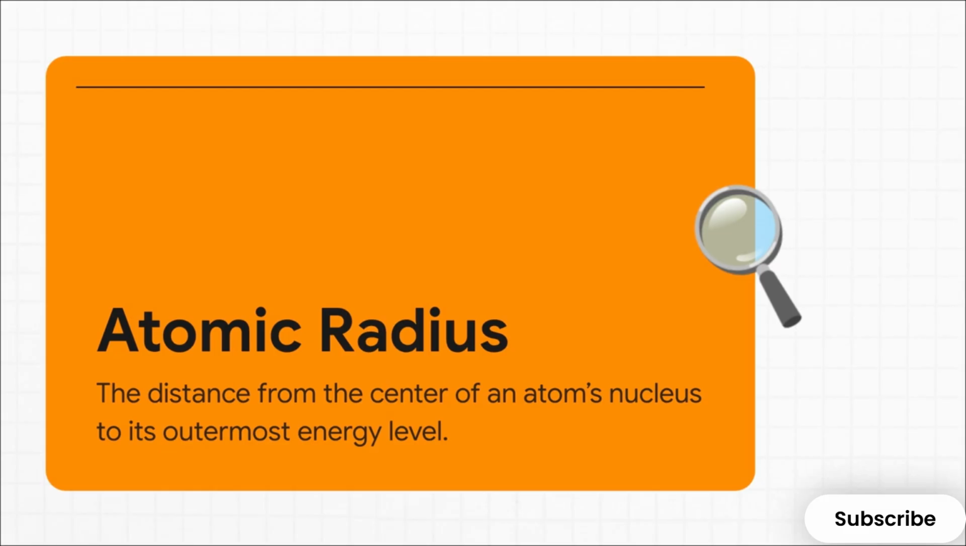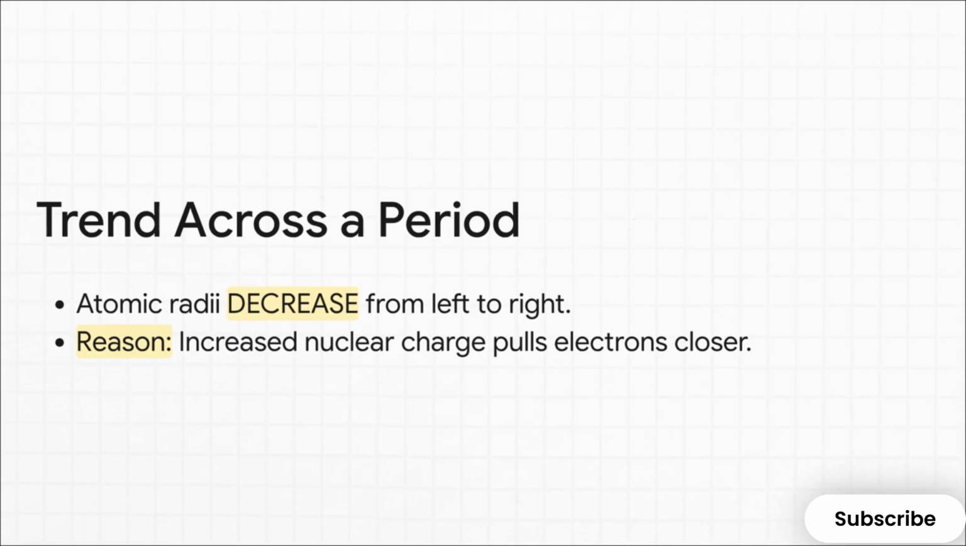Simple as that. Okay, now for part one of your answer, the trend across a period. You have to say this clearly. As you move from left to right across a period, the atomic radius actually decreases. Now why? Well, the reason is pretty simple. Even though you're adding electrons, you're also adding more protons to the nucleus. Think of it like upgrading a magnet. That stronger positive charge pulls all the electrons in a little bit tighter, and the whole atom just shrinks.